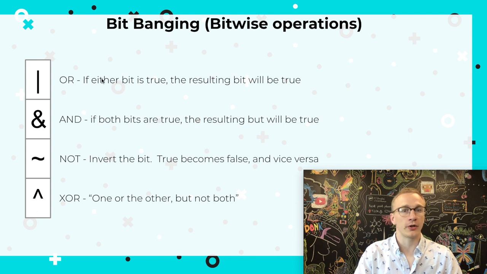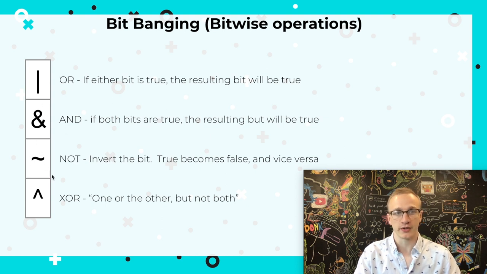These are the four operators that I'm going to be using here. We have this vertical bar, which is the OR operator. We've got the ampersand, which is AND. We've got this tilde here, which is NOT. And then we've got this up caret, which is XOR.